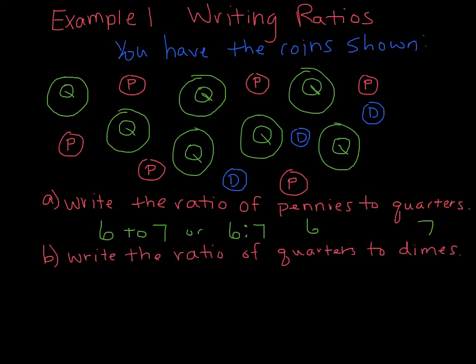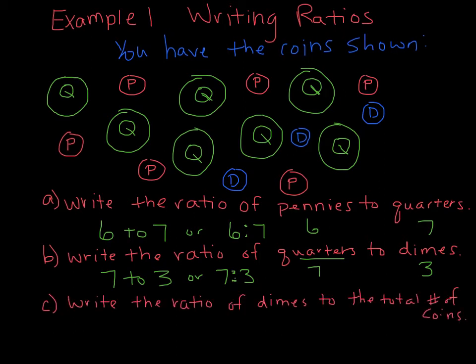So this next one, I'm writing the ratio of quarters to dimes. So we already know from before that I have 7 quarters. I don't have to recount those. But we have to figure out how many dimes we have. And obviously they're the blue ones that have the D on them. 1, 2, 3. So I know I have 7 quarters and I have 3 dimes. So if I'm starting with quarters, I would put how many quarters I have first. 7 quarters to every 3 dimes, or 7 to 3. Those are dots.